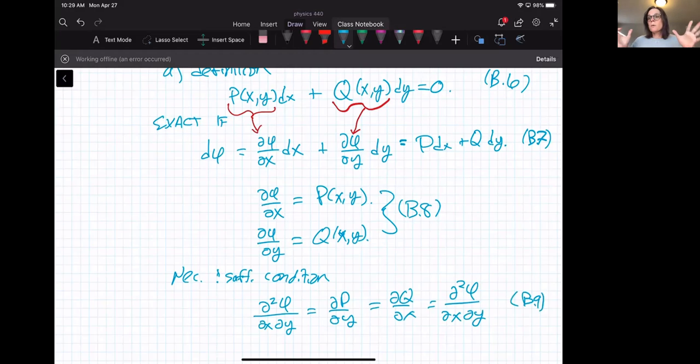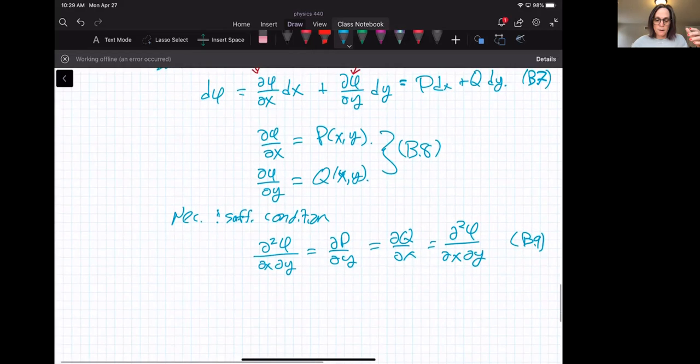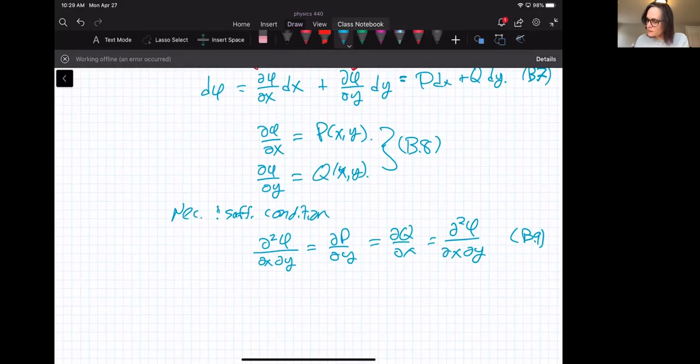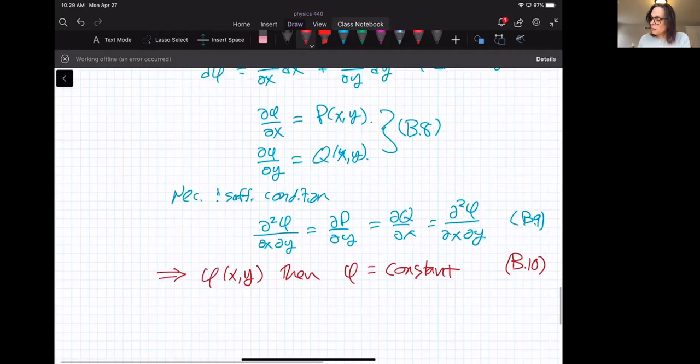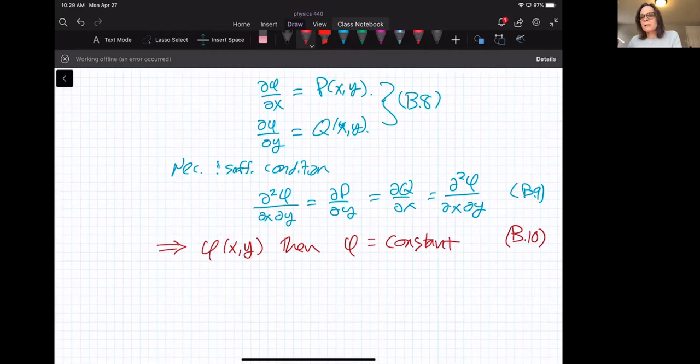Okay, so we can start with saying an exact differential equation is one of the form, however you like to write it, either B.6 or B.7, and part of that means that these cross terms are equal. That means that if there is a phi of x, y, then phi is equal to a constant. In other words, if there's a solution to this kind of equation, then the actual solution is a constant. But if it's not exact, we can fix it, right? So clearly, not all differential equations are exact, right? These are very special and stringent conditions.